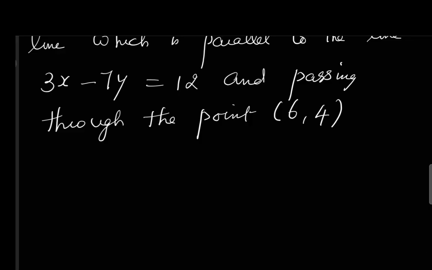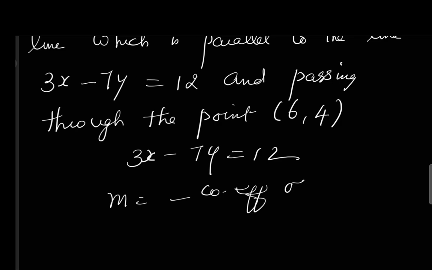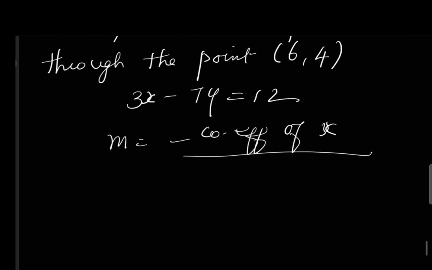You find the slope of the first line, 3x minus 7y equal to 12. So slope m is equal to minus coefficient of x divided by coefficient of y.